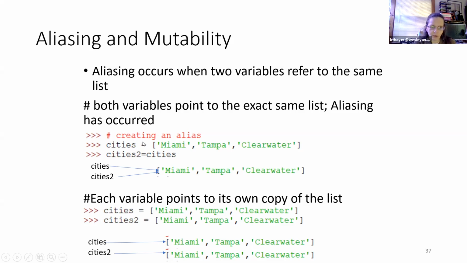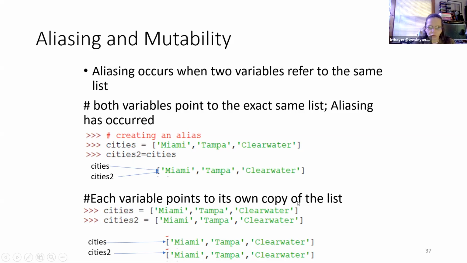So here we're going to create an alias. Here's cities and our list, and cities 2 equals cities. So what happens is cities 2 now points to exactly the same data that cities points to. And we can represent that diagrammatically by having a list. Here's our list, and cities points to it. And because cities 2 equals cities, cities 2 points to the same thing, whatever cities points to. That's what it does. So now both of them point to the same list.